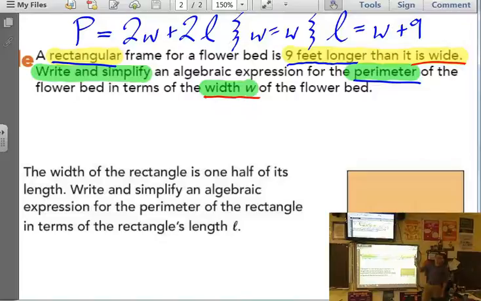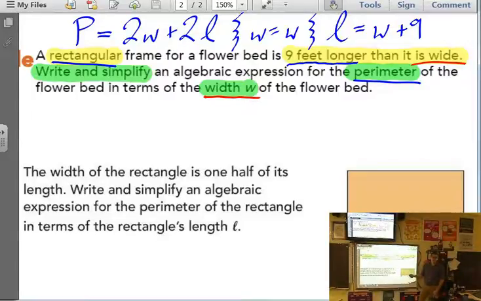Does this make sense how we chose the expression for the length? Thank you very much. We're all good. 9 feet longer than its width. So we just write W plus 9. It scares me that people are trying to multiply and do it. Read what it says, analyze, carefully turn it into math.